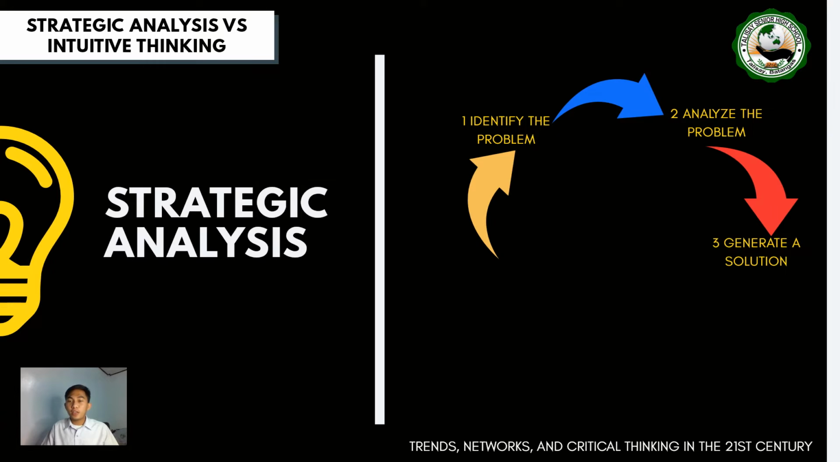And then after that, you'll proceed to the third step, which is you have to generate a solution. So you now have identified the problem, you analyze the problem, and now you have to come up with a solution. Okay? So when coming up with a solution, you have to set not just practical but reasonable and creative criteria and strategies to solve the problem. So those are the factors that you have to consider.